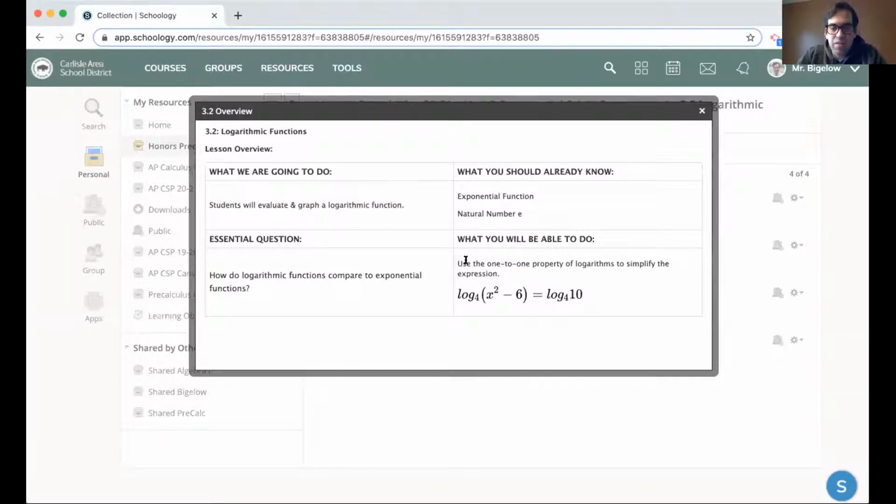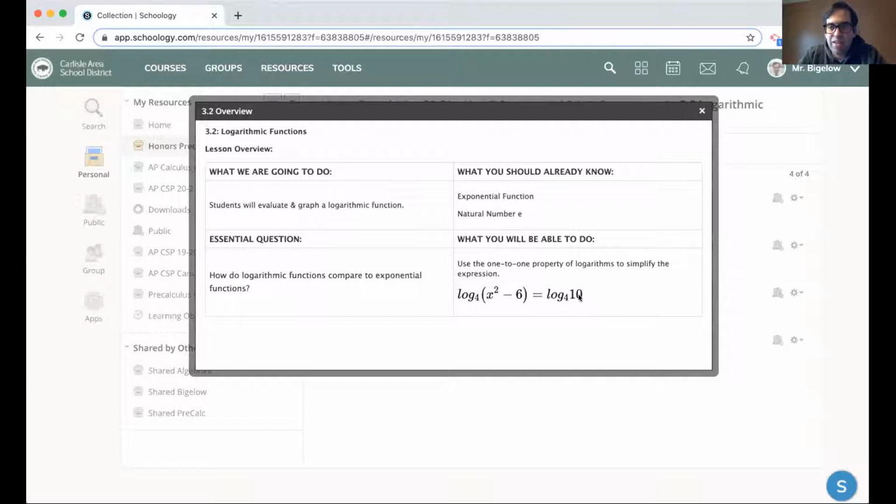And here's something that we're going to be able to do. You're going to be able to use the one-to-one property of logarithms to simplify the expression seen here. And this is pronounced log base 4 of x squared minus 6 equals log base 4 of 10.